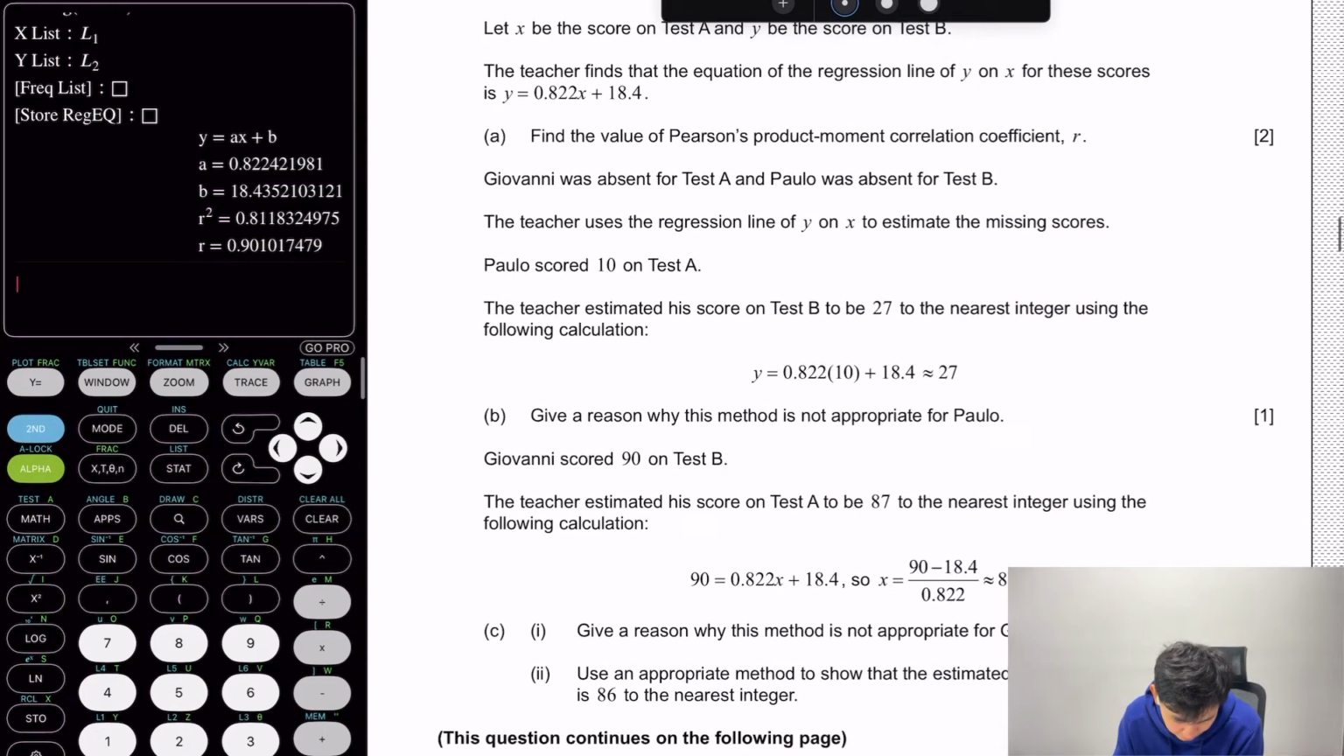Okay. So part B, give a reason why this method is not appropriate for Paulo. Let's just read this one first. This person was absent for test A. This person was absent for test B. The teacher used a regression line of y on x. Okay, it makes sense, right? So Paulo scored 10 points on test A. The teacher estimated his score on test B to be 27, to the nearest integer, using this calculation. That means you substitute it in, right? So give the reason why this method is not appropriate.